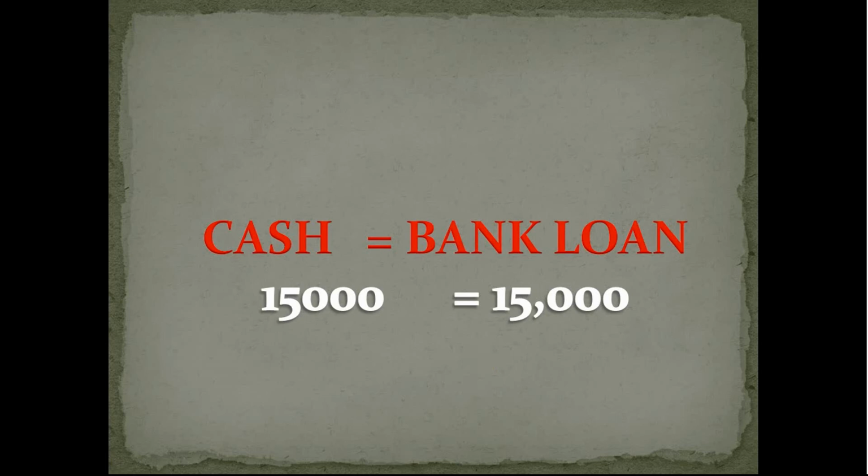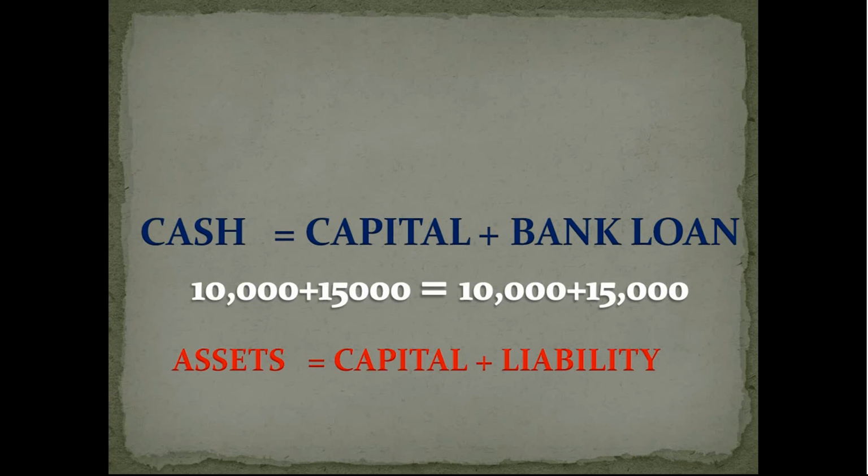Now, if we put both the equations together, we get cash equals capital plus liabilities, which is the bank loan. That is, 10,000 plus 15,000 on the left hand side and 10,000 plus 15,000, making up 25,000, on the right hand side. Simply put, we can say that assets equal capital plus liability, and this is famously known as the accounting equation.